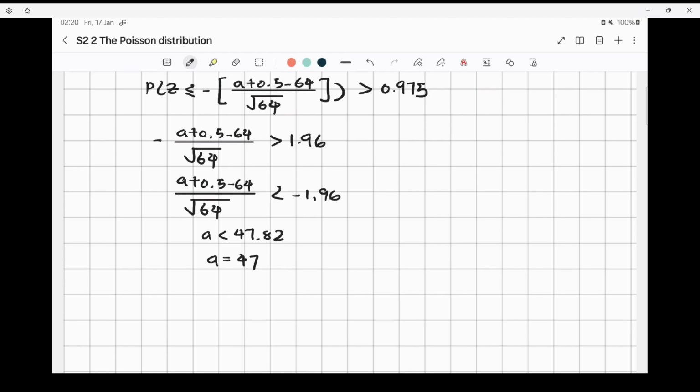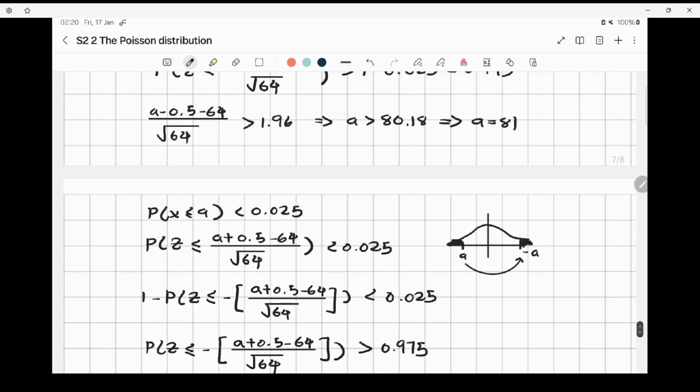So how many misprints would be needed for type 1 error to have occurred? Either A equals 47. So this is for the left tail. For the right tail would be A equals 81. So it depends on which tail you are taking. So I think that's all for this particular chapter. Basically, hypothesis testing is the same thing as the first chapter. You just add it with Poisson distribution.